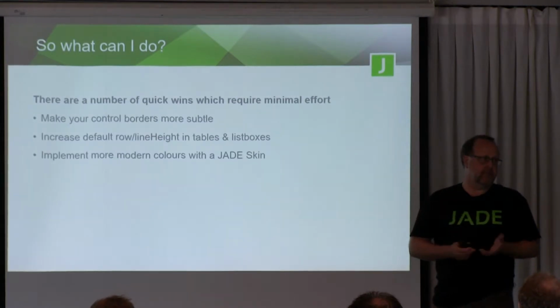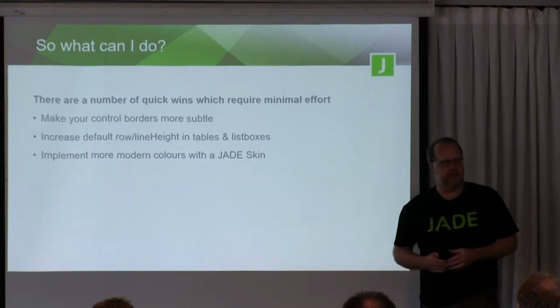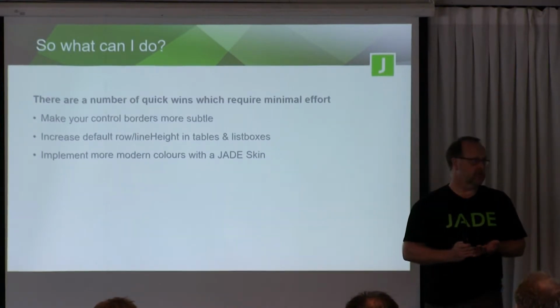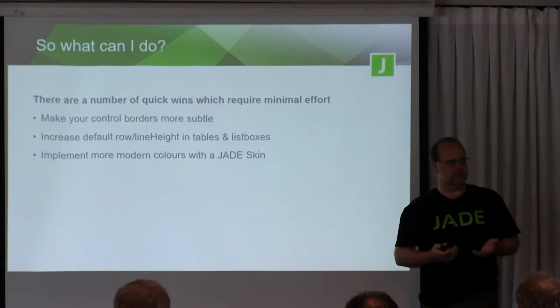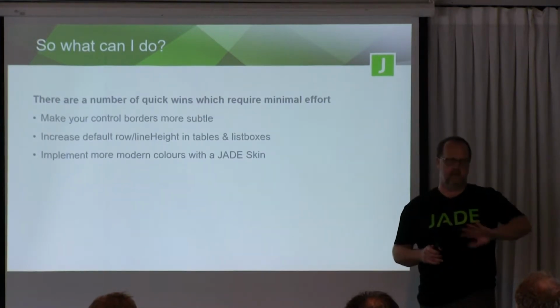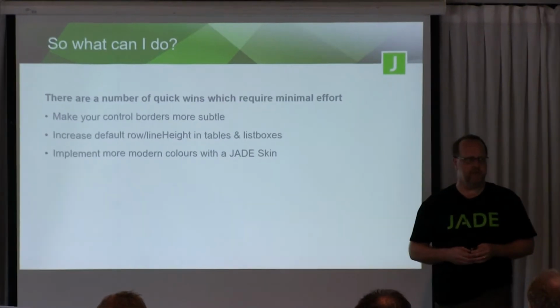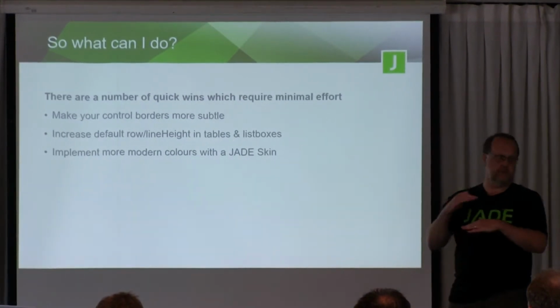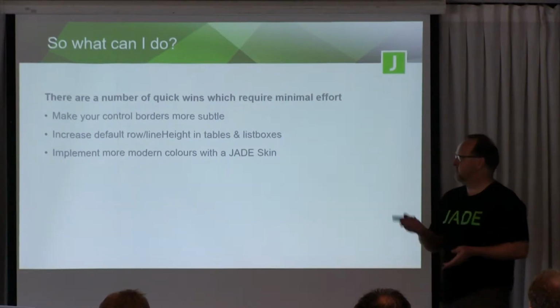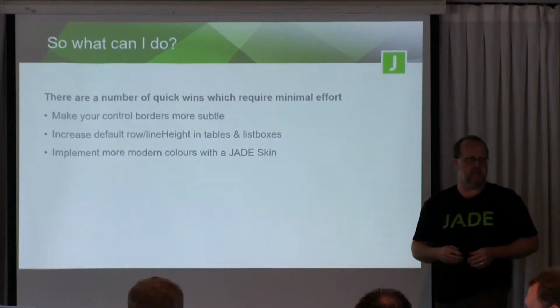But there are a number of quick wins that you can do without having to re-engineer the entire user interface of your app. You can just make your borders more subtle. So by default, things are either black or fairly dark grey. If you just mute those down so that they're still there, but they're toned down and don't leap out at people, that can help. You can increase the default row height in your tables and your list boxes. And you can implement more modern colours with the JADE skin, which is where we're going to go with this presentation.